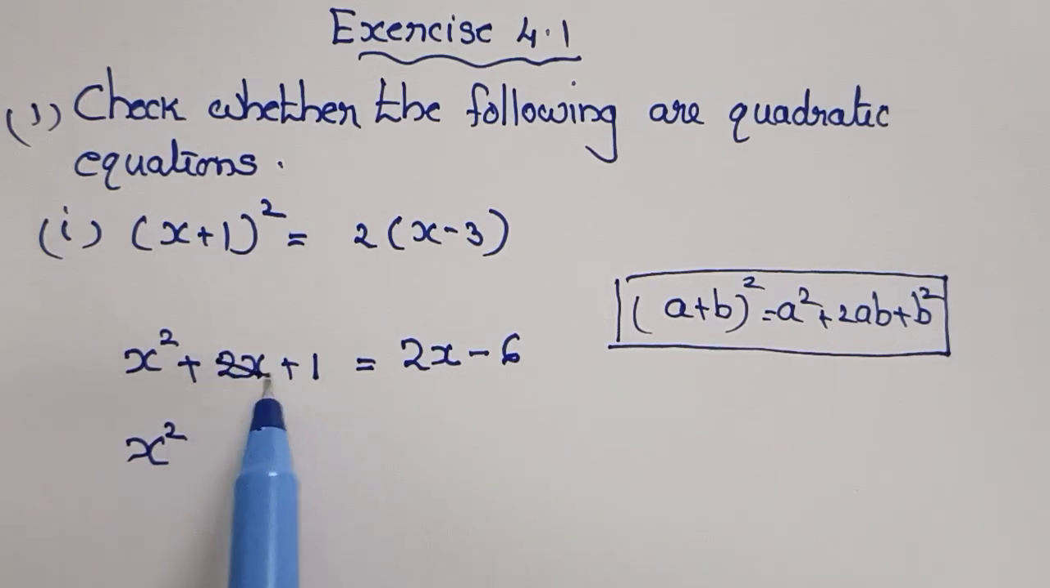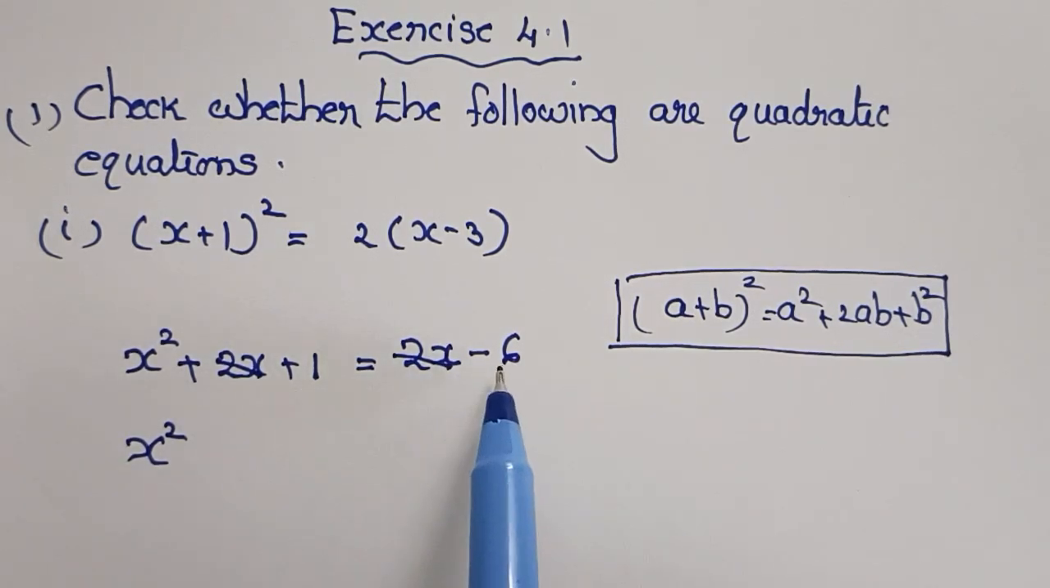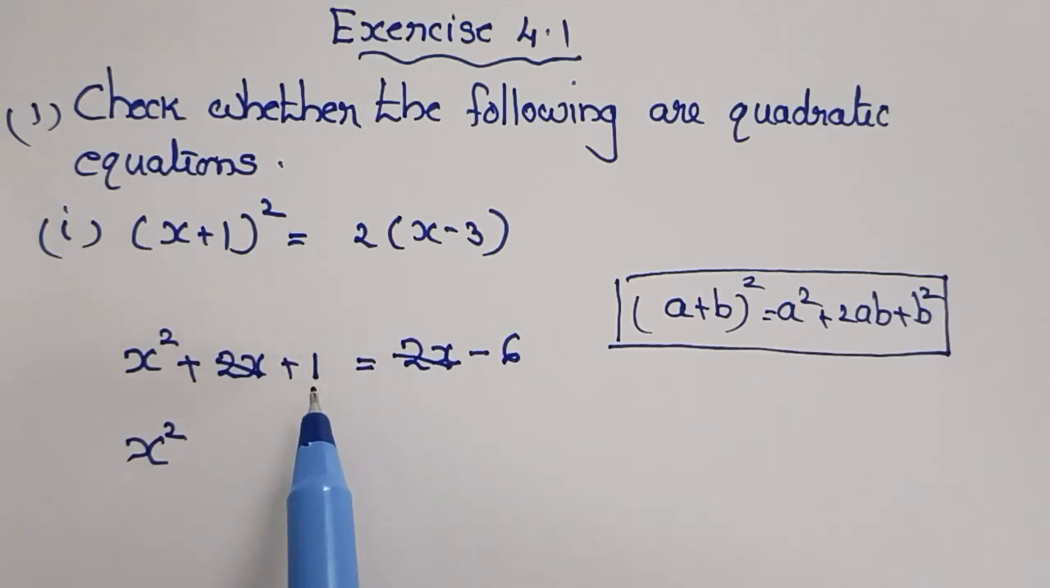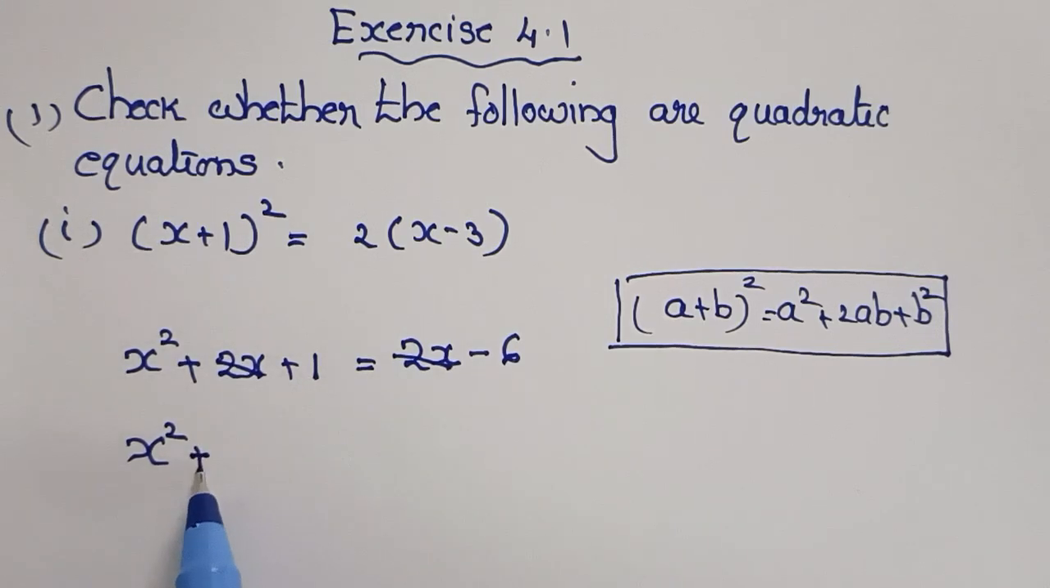Therefore, we can cancel plus 2x and minus 2x. Now, plus 1 minus 6 will become plus 6 in LHS. Therefore, 1 plus 6 equals 7. So, x² + 7 = 0. So, it has degree 2. The highest power of the variable is 2. Therefore, it is a quadratic equation, or we can write the answer is yes, it is a quadratic equation. Okay.